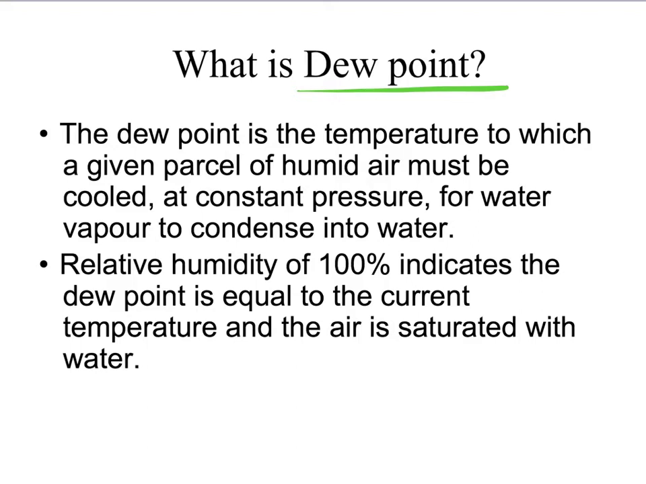The given parts of humid air must be cooled at constant pressure. This is the lapse rate that I'm going to talk about, and a relative humidity of 100% indicates the dew point is equal to the current temperature. So that's what that graph was showing us. All along that line you've got a humidity of 100%, and therefore dew point, and therefore condensation, saturation.